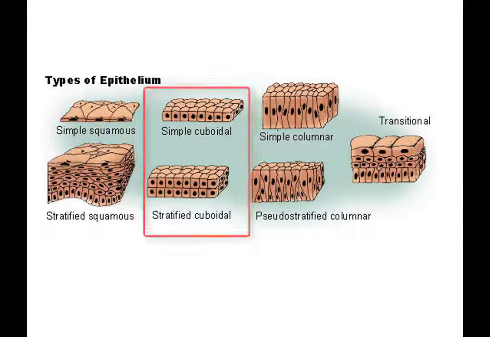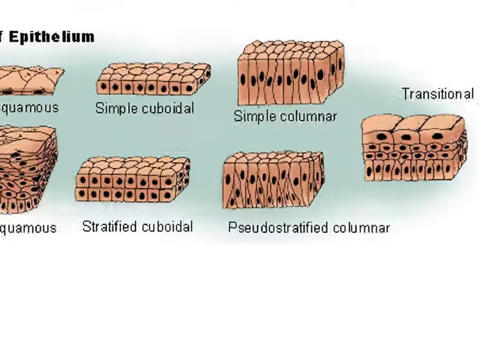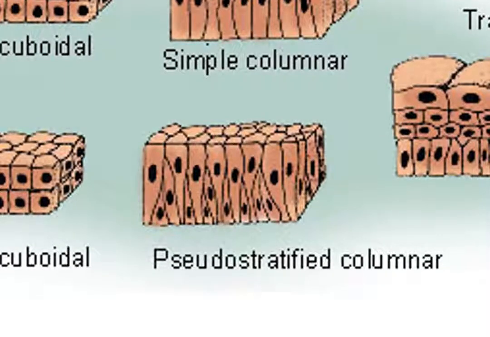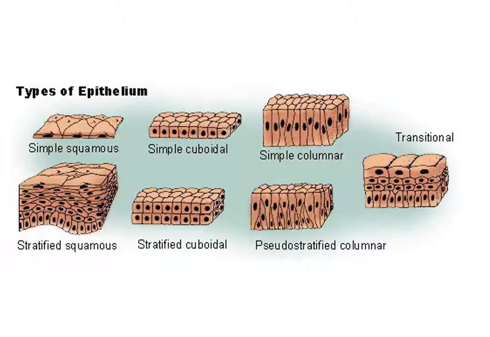We have simple cuboidal, these little cobblestones, and then there can be cases where they're stacked up: stratified cuboidal epithelial tissue. We have simple columnar, and then pseudostratified columnar, because they're tall. Technically it is one layer, in that the bottom of each of these cells is touching the basement membrane, but some are short, some are tall, and the way the nuclei sit gives the appearance of being stratified, when in actuality it's just individual cells lined up next to each other.